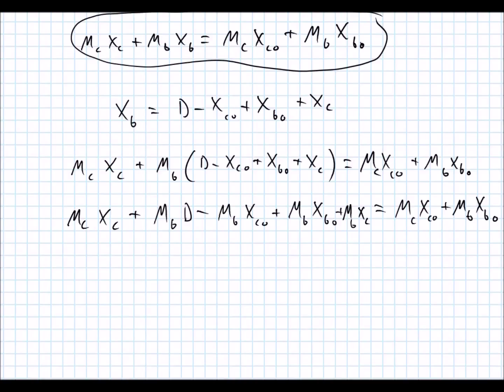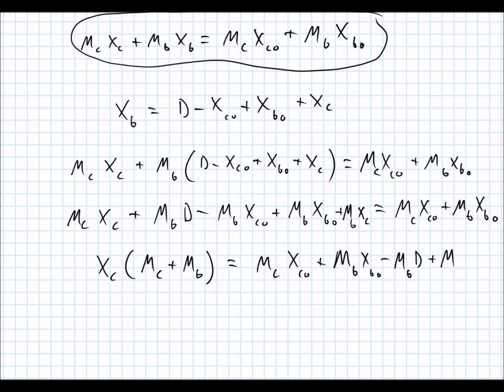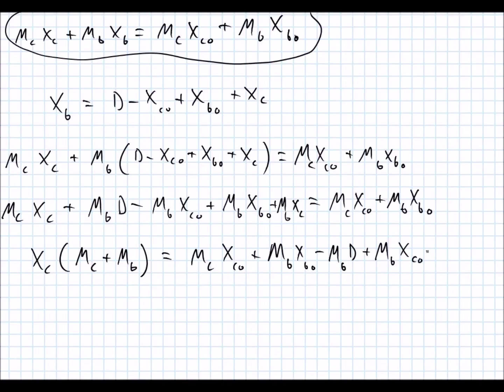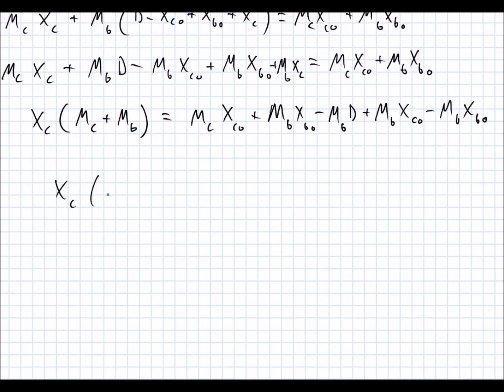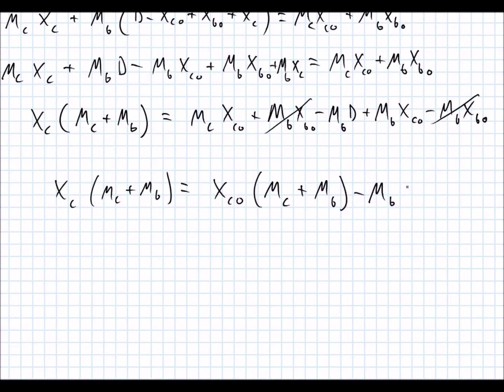So you can check that this is correct. Now I'm going to get all this stuff with xc on one side and everything else on the other side. And while I'm at it, I'm going to factor xc out. It's looking kind of messy, but we're getting there. All right, let me clean up the other side a little bit. I've got a common xc and a common xb. For that matter, I have mb xb initial minus mb xb initial, so that goes. And over here, I can factor out the xc initial. Still have that minus the mass of the boat times d.